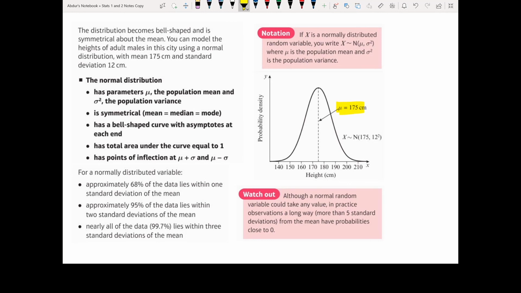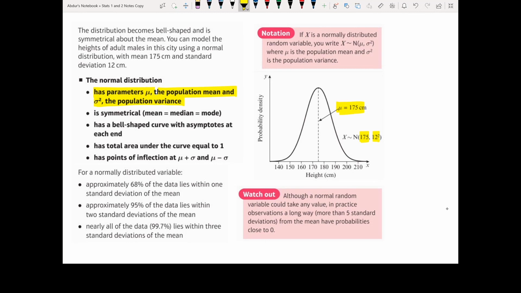So then we would write it down as X, which is the height of adult males, can be approximated by a normal distribution with a mean of 175 and a standard deviation of 12, or 12 squared being the variance here. So the normal distribution has the following parameters. It has mu, which is the population mean, and sigma squared, which is the population variance.